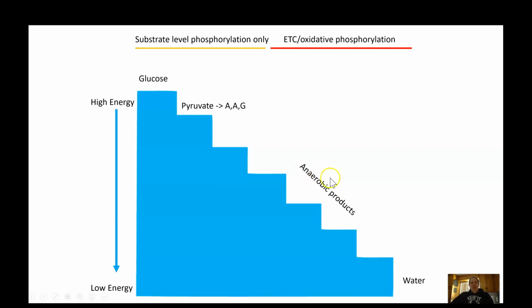But remember that the gold standard, of course, is our aerobic respiration ending with water. So here's the biggest drop in energy, glucose to water. This is aerobic respiration. That's where we're going to get the most amount of energy out of our metabolism. Or I should say more specifically, our catabolism, right? Our breakdown of glucose, our oxidation of glucose.